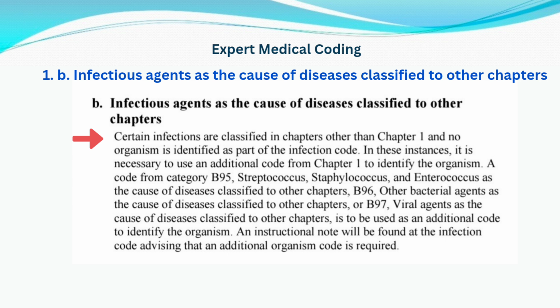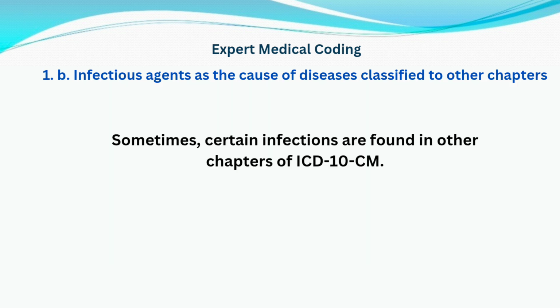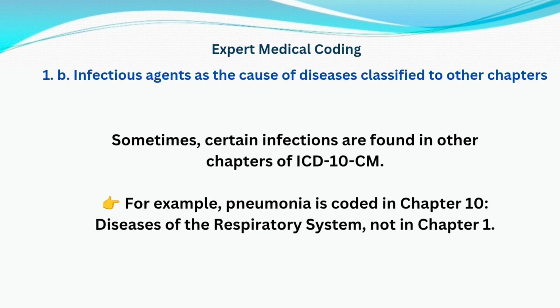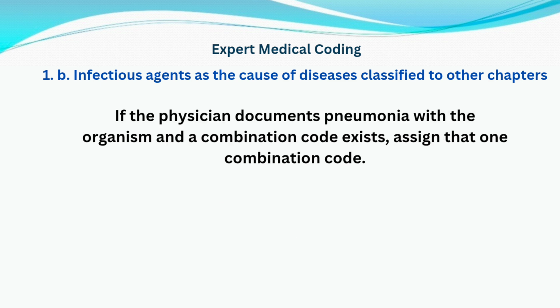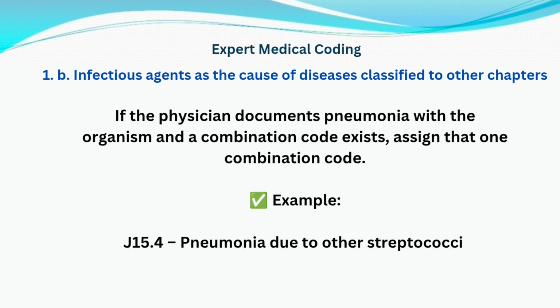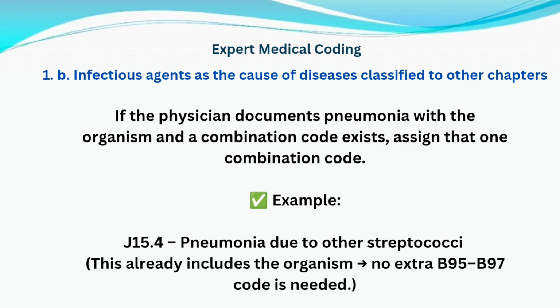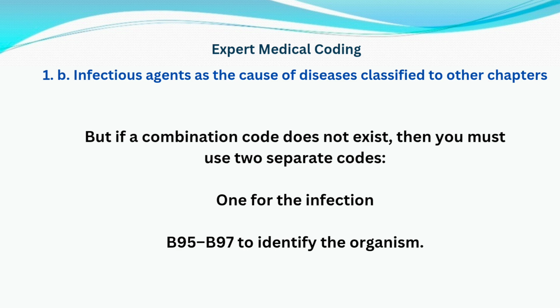Now that we have read the guideline, let's simplify it step by step with examples. Sometimes certain infections are found in other chapters of ICD-10-CM. For example, pneumonia is coded in Chapter 10, Diseases of the Respiratory System, not in Chapter 1. If the physician documents pneumonia with the organism and a combination code exists, assign that one combination code. Example, J15.4, pneumonia due to other streptococci. This already includes the organism, so no extra code from category B95 to B97 is needed. But if a combination code does not exist, then you must use two separate codes, one for the infection and one from category B95 to B97 to identify the organism.